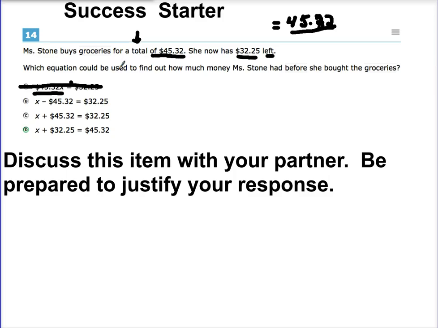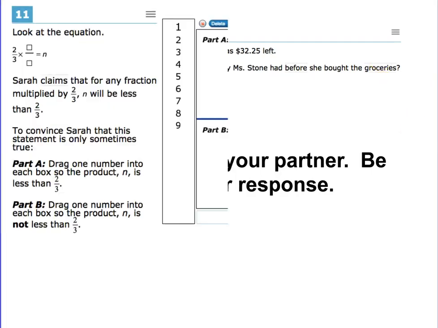Okay, and I'm going to stop you there. And I am willing to bet this is the one that you selected. Because if she has $32.25 left, and this is the total amount, then it's something plus $32.25 would equal this. And you did not let that subtraction sign fool you. Okay, good job.